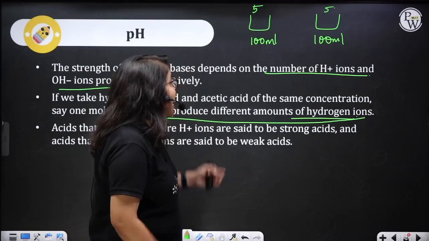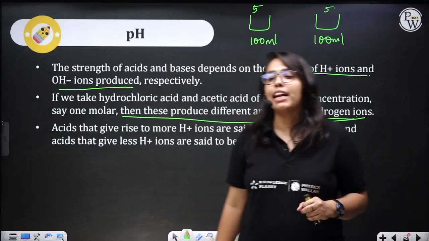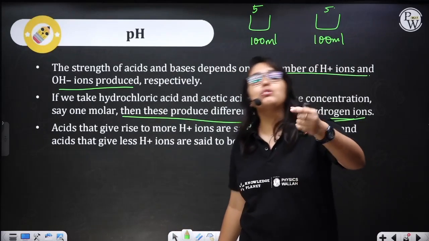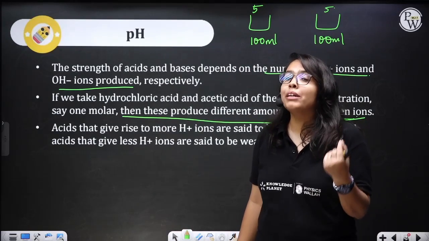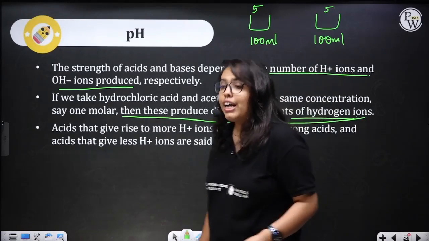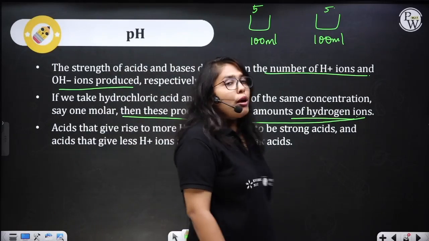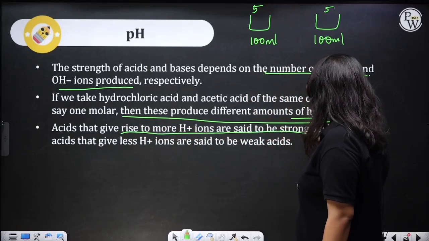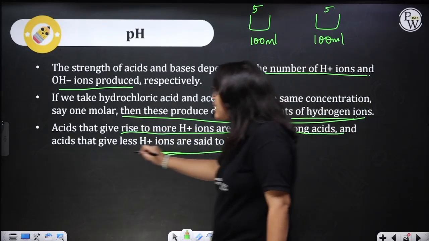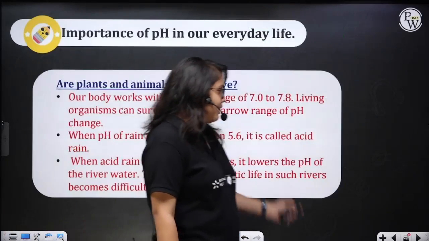In this case, acetic acid, though it happens to have the same number as that of HCl, its dissociation, however, is not similar to that of HCl, because HCl is a mineral acid, and moreover, because of this, it is a strong acid. Alright, so what happens? Acids that give rise to more H plus ions are said to be strong acids, and acids that give rise to less H plus ions are said to be weak acids.